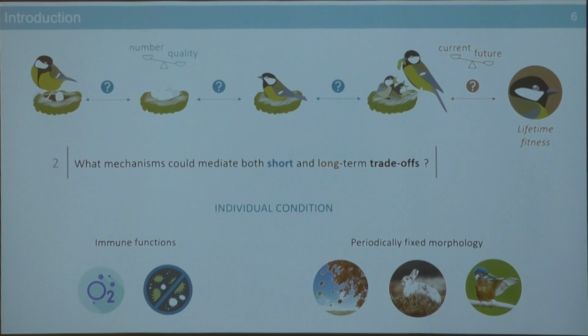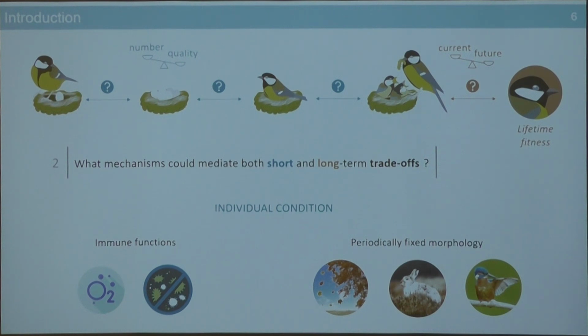And a large body of research has suggested that it's some form of individual condition that's linking these life history traits together. And a lot of research has looked into immune function related traits like oxidative stress or response to infections. But as these traits are often quite complex to measure or underpinned by complicated pathways, some researchers have also suggested that instead we could look at some morphological trait that's periodically fixed in time. So for instance, the leaves of deciduous trees, or the fur of animals, or the feathers of birds.